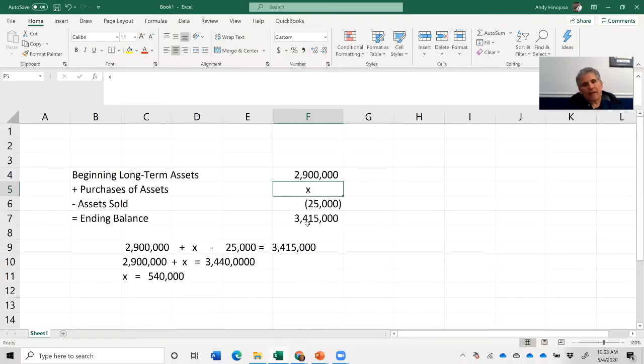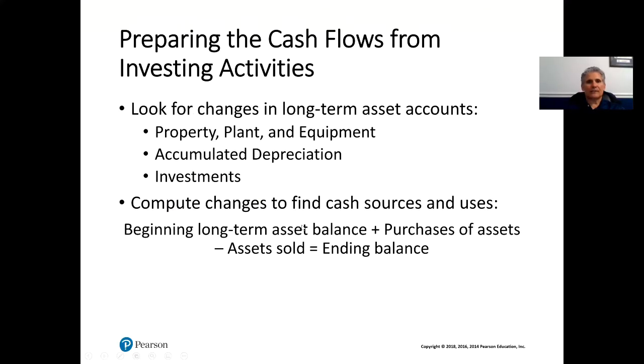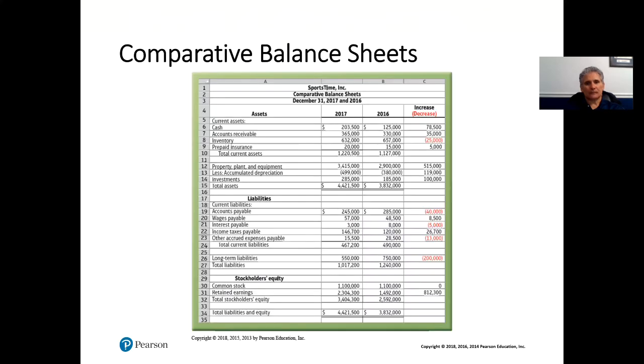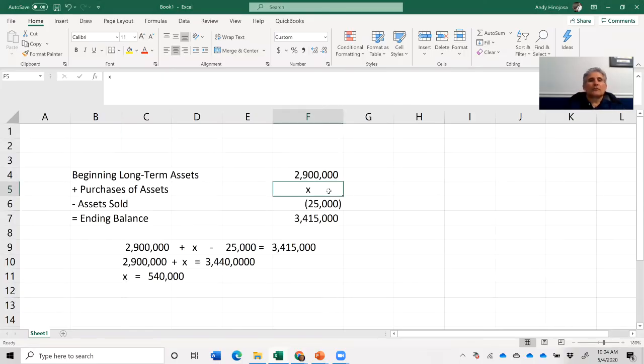Well, we also know what that is. How do we get that? That's what's listed on the comparative balance sheet. $3,415,000. That was given, that's on the comparative balance sheet. So we're trying to find what the asset purchases for cash were. What was that? Well, that's the X. And now we're going to solve for the unknown variable.